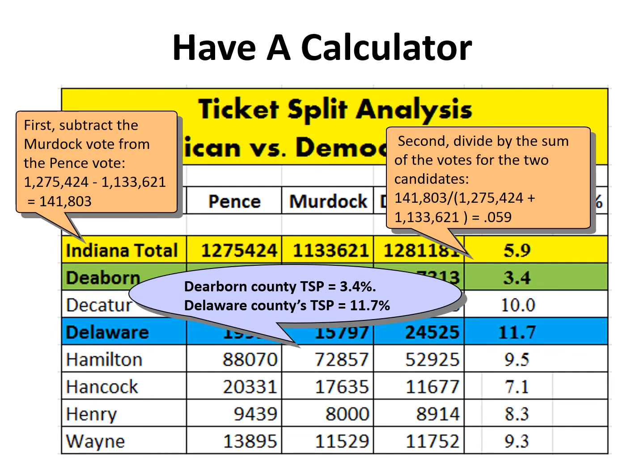But in Dearborn County, that was only a ticket split of 3.4%. But in Delaware County, remember that's the county that had the biggest vote turnout in the 6th Congressional District, ticket splitters in going from Mr. Pence to Mr. Donnelly was 11.7%.